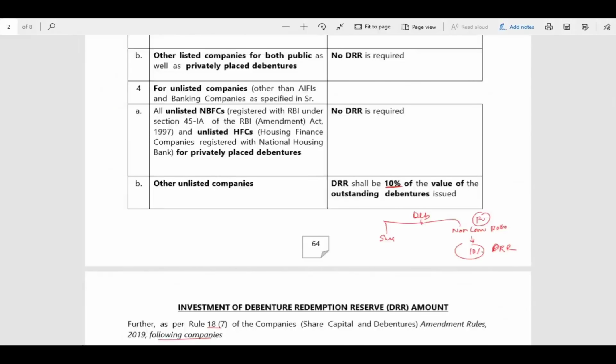Only for the non-convertible portion, not for the convertible portion, because for the convertible portion cash is not involved anyway, therefore there will not be any contingencies or any risk involved.